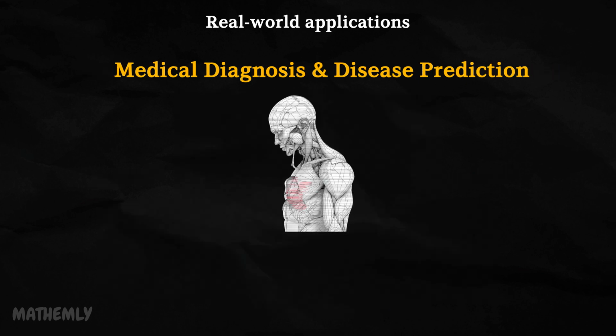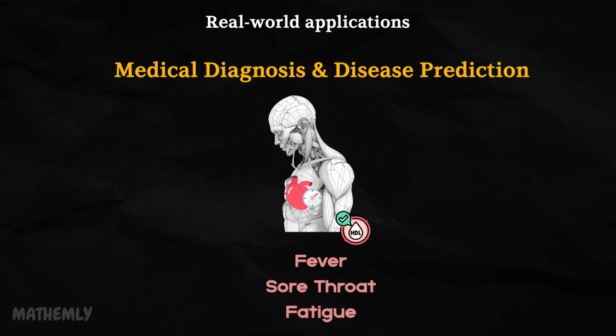Medical diagnosis and disease prediction. In healthcare, Naïve Bayes helps doctors predict diseases based on symptoms. For example, if a patient has fever, sore throat, and fatigue, the algorithm calculates the probability of different illnesses like flu or COVID-19 and suggests the most likely diagnosis. This aids in faster and more accurate medical decision making.